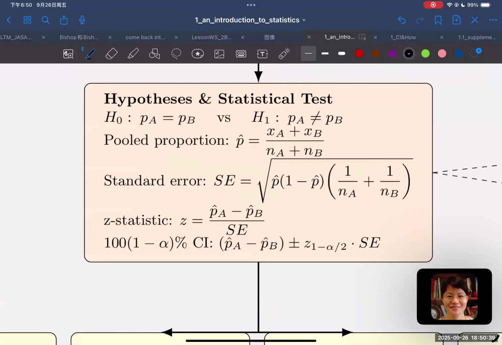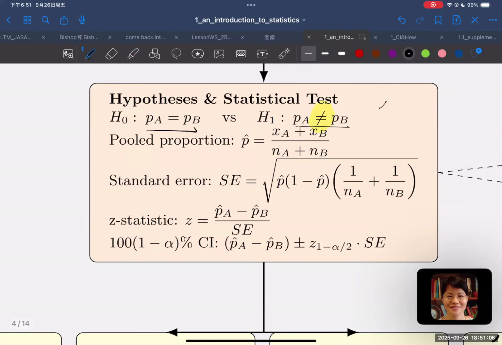So here we can summarize. This is the hypothesis and statistical test. This is your null hypothesis, and then here comes out the alternative hypothesis. Attention for this alternative: because you use PA, PB not equal to each other, that means you use the two-sided test, right? But if you say something like PA greater than PB, etc., that means you actually have a one-sided test.